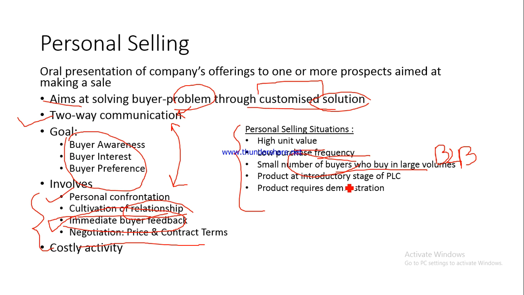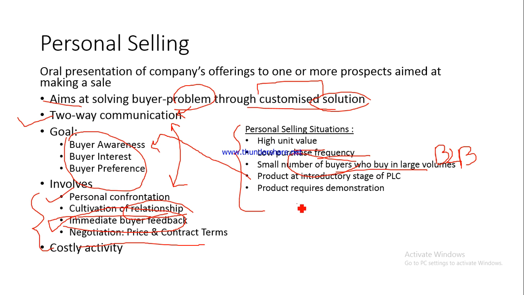Then in these cases you need to create customer awareness, to create awareness among your target market, and for this personal selling can be a very good idea. I hope you understand this one. When you want to generate buyer awareness, and naturally at the introductory stage of the product life cycle, you want people to be aware of your product.